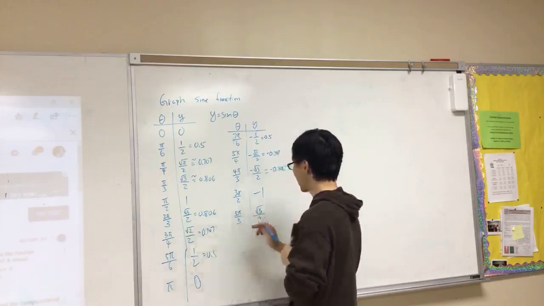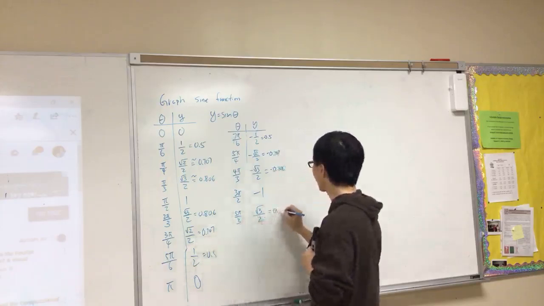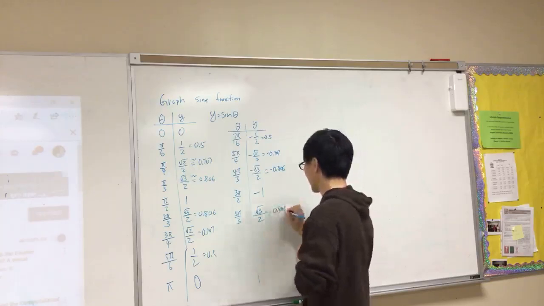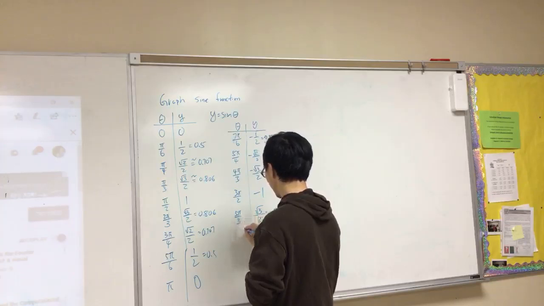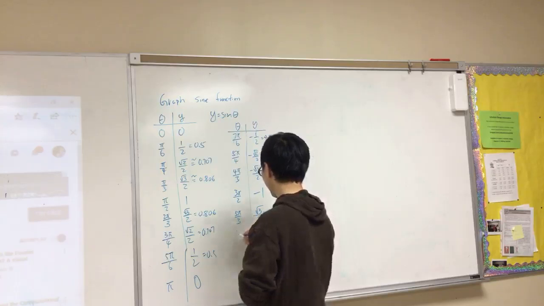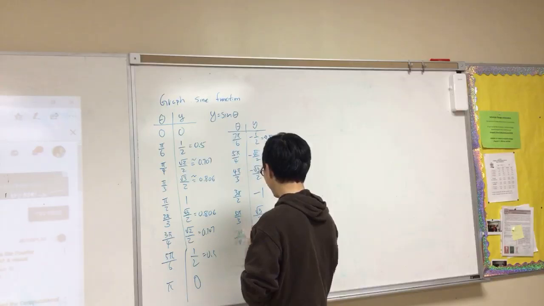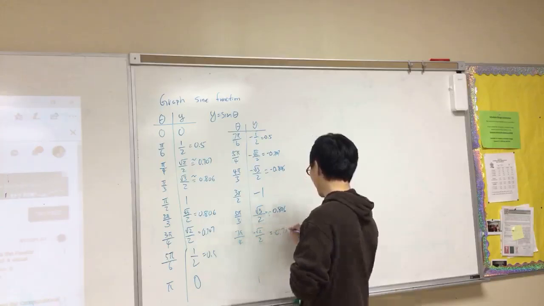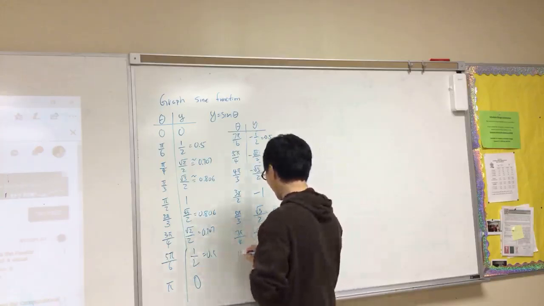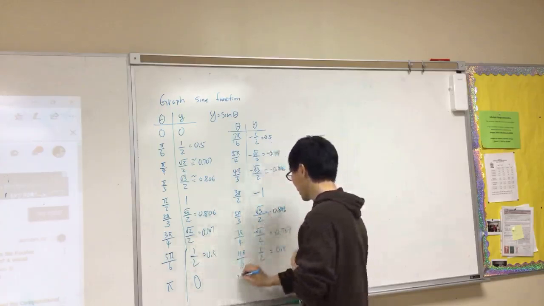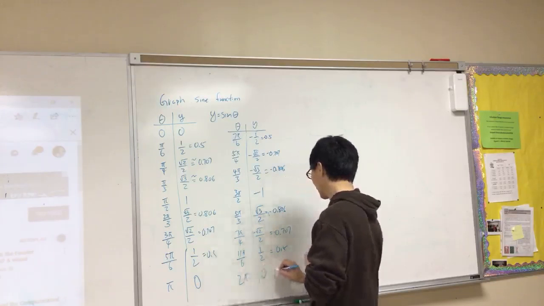Because that's the sine of 3, which is negative, that's negative 0.866. And then what's the next one? 7 pi over 4. That's going to be negative square root of 2 over 2, which is negative 0.707. And 11 pi over 6 is going to give you negative 1/2, that's negative 0.5. And then 2 pi gives you 0.